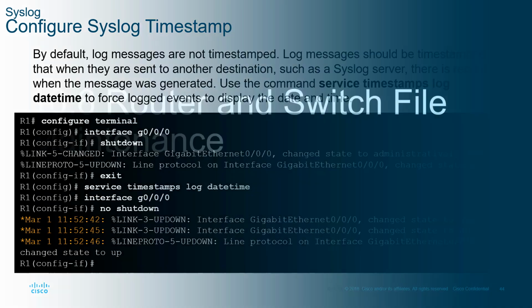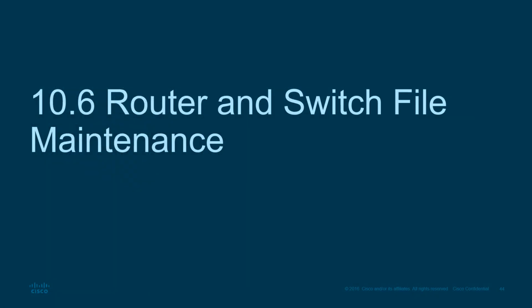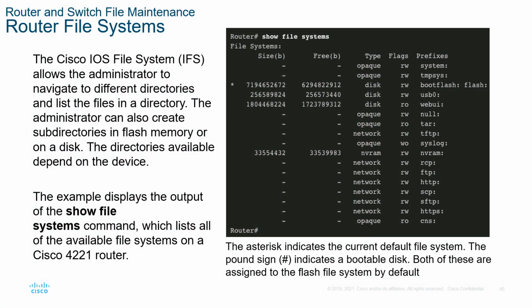Alright, moving on. Let's go ahead and talk about router and switch file maintenance. First of all, Cisco has what's known as an IFS, the Cisco IOS File System. We can do a lookup basically by going to the exec mode and typing show file systems. As long as there's content there, we should be able to see content that is shown on the system. This is what is shown for a Cisco 4221. However, anything in the flash memory or on the disk, if there's directories or anything like that, should be here.